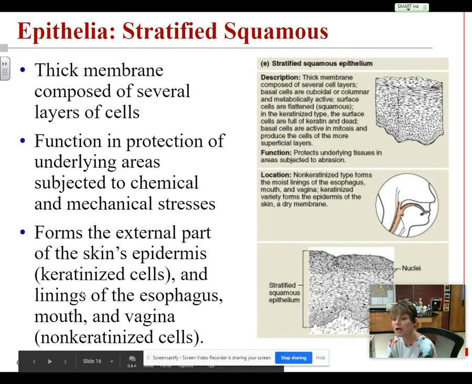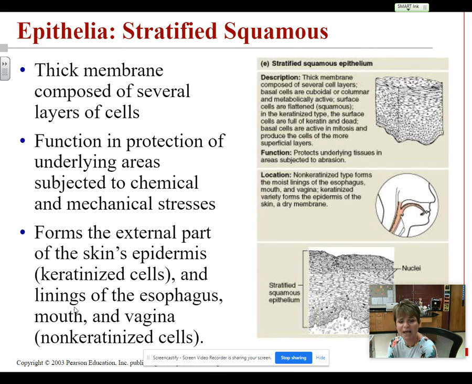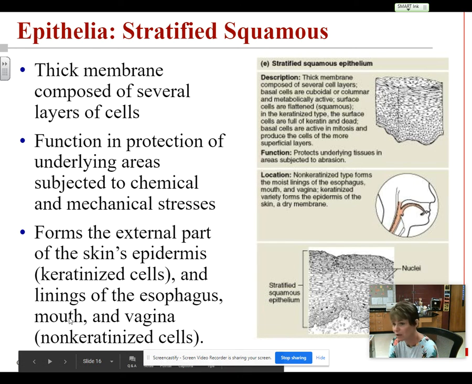Also, you can find it in other places that are subjected to lots of chemical and mechanical stress, such as the lining of your esophagus. Again, lots of chemical and mechanical stress as you eat food with different chemicals in it and then swallow it. And that's mechanical stress of a sharp chip going down your esophagus and things like that. Also in your mouth, again, lots of chemical and mechanical stress as you chew your food that has lots of chemicals in it. Also the vagina is subjected to lots of chemical and mechanical stress.